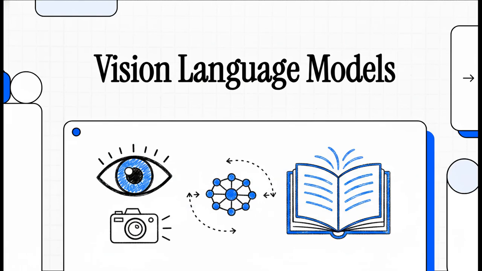Welcome to this explainer. I am absolutely thrilled to have you here today because we're going to decode something that sounds, well, kind of like pure science fiction, but it's rapidly becoming our everyday reality. We're talking about how machines are learning to simultaneously see the world and read about it, and they're doing it at an incredible level. This is the absolute magic of vision language models, and by the end of this, you're going to know exactly how they tick.